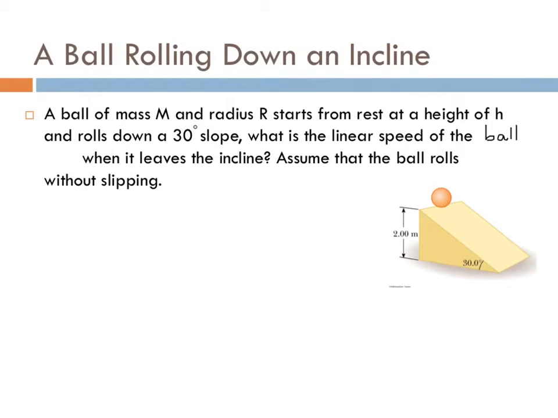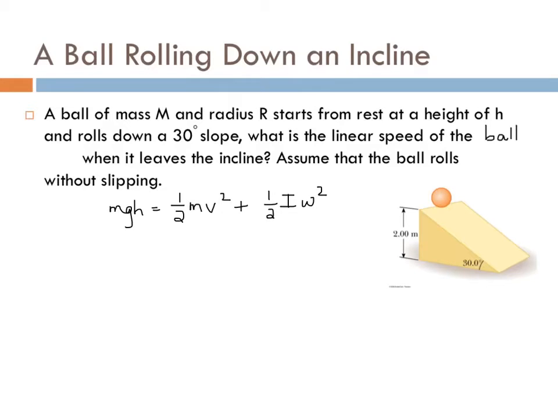So we're just going to set this problem up. It says a ball of mass m and radius r starts from rest at a height of h and rolls down a 30-degree slope. What is the linear speed of the ball when it leaves the incline? Assume that the ball rolls without slipping. So at the beginning, we have entirely potential energy. At the end, we're going to have kinetic energy because we're moving linearly, and rotational kinetic energy because it's rotating.